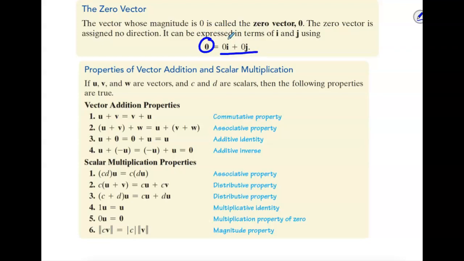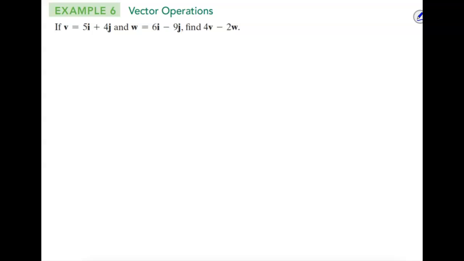Again, the second yellow box shows the properties of vector addition, subtraction, and multiplication. Notice these properties hold true: commutative, associative, additive identity and inverse, and the distributive property of multiplication. So you may want to pause and read through those properties. All right, so here's our example 6.